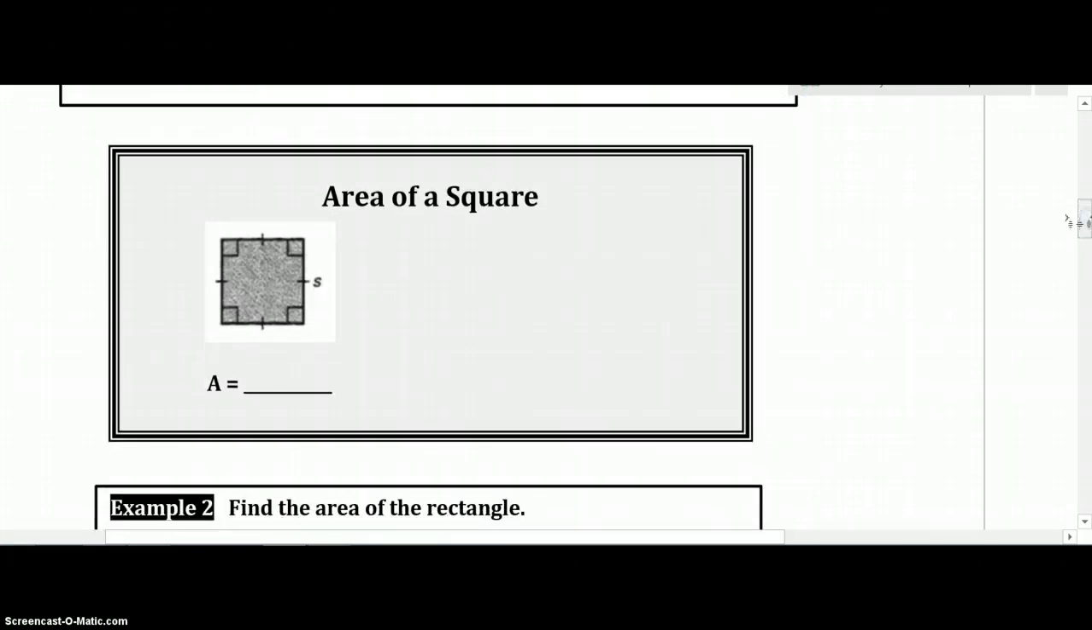Okay, so area of a square. Now, if you recall, if we have a rectangle and we have a length times a width, remember a rectangle can be a square. So we could say that both of these are the same, length times length. So if we did the area here, we would have length times length, which would be length squared. So what they do for squares, instead of calling it length and width, they just call it S for a side, and the area is just S squared, so one side squared.